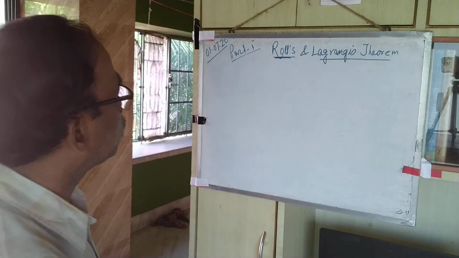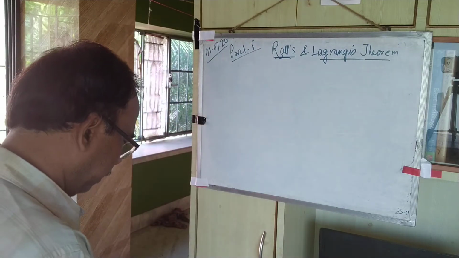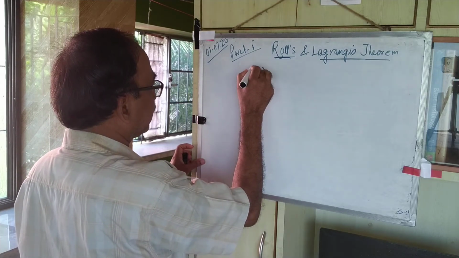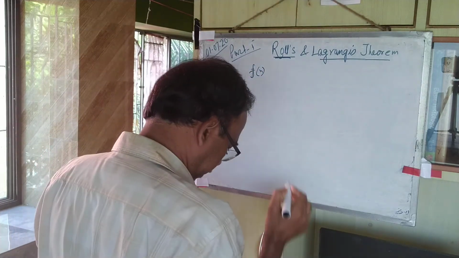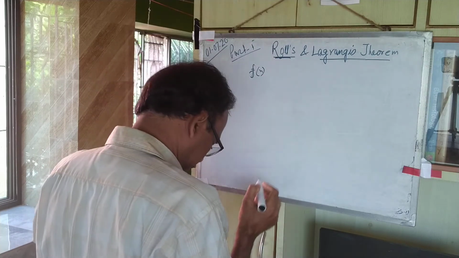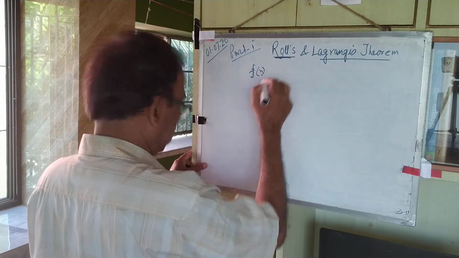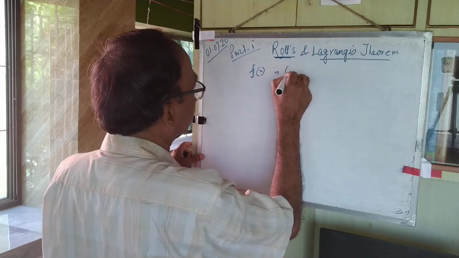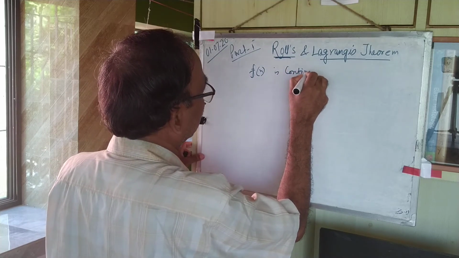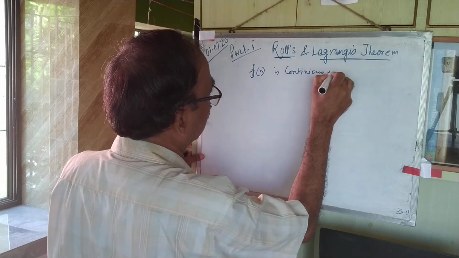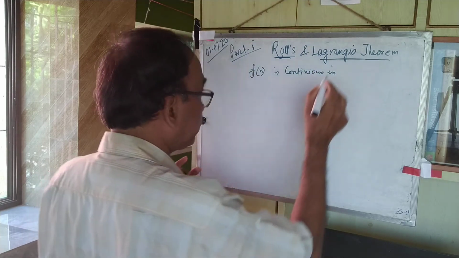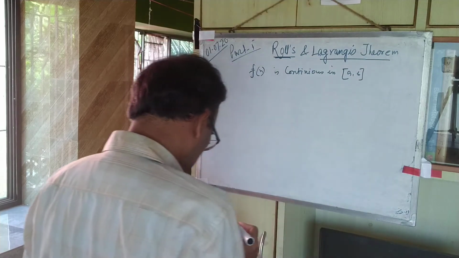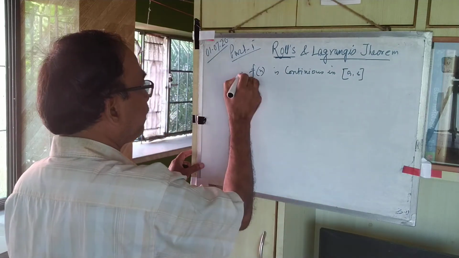First thing, what is Rolle's theorem? Here f(x) is a polynomial function. Rolle's theorem: number 1, if f(x) is continuous in the closed interval [a, b].